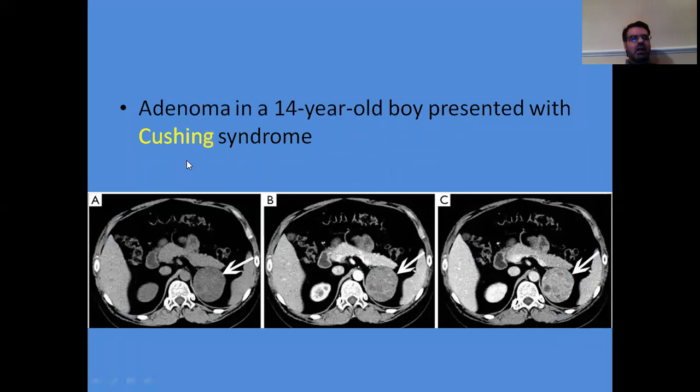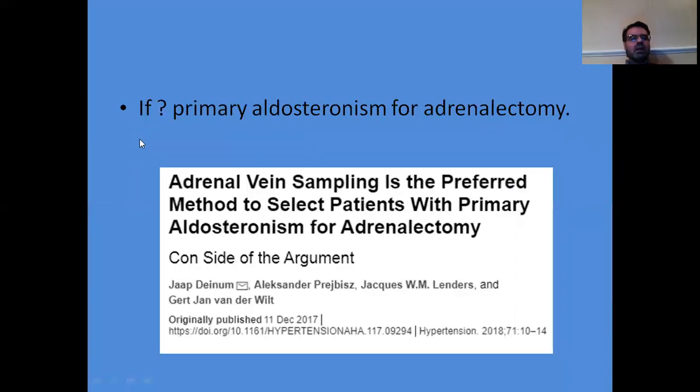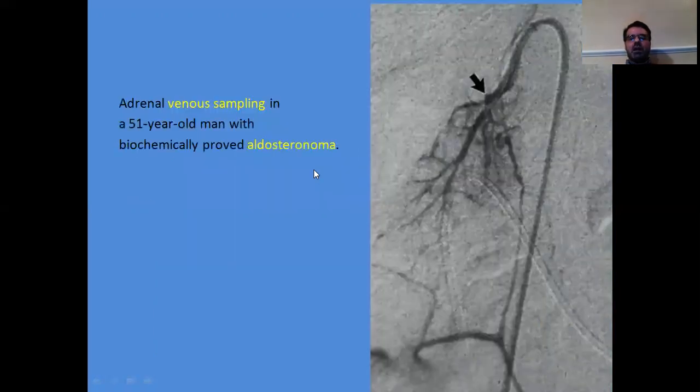Adenomas can be functioning, as we mentioned. This is Cushing syndrome with a large left adrenal adenoma. If aldosteronism is a clinical consideration, some centers are still doing adrenal venous sampling, as in this case here. This is the catheter in the right adrenal vein.